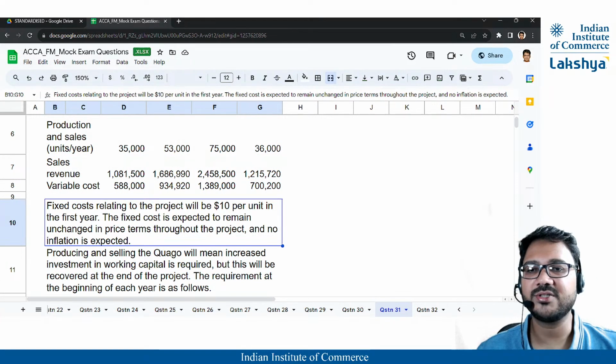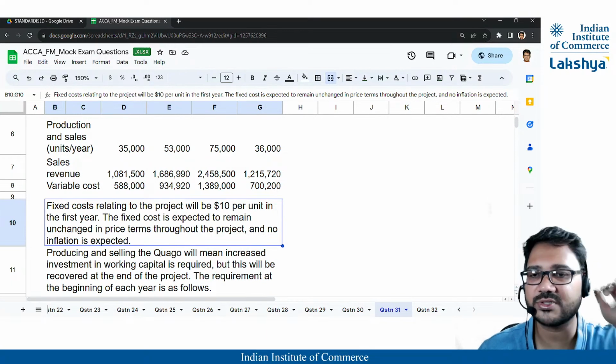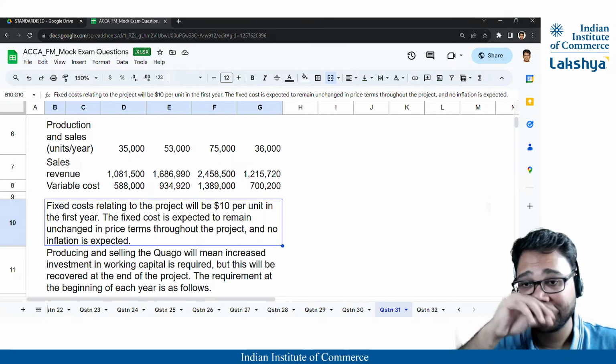Fixed costs relating to the project will be $10 per unit in the first year. The fixed cost is expected to remain unchanged in price terms throughout the project and no inflation is expected. So fixed costs would remain as is, no inflation in it.